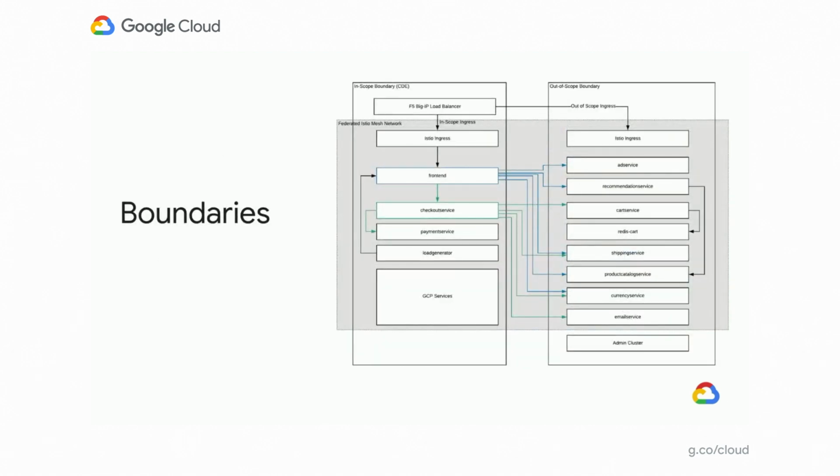The PCI DSS audit burden is minimized by moving the microservices from that demo application that don't touch payment card data into the out-of-scope cluster. This reference architecture details this layout. This also helps you with your own architectures and documentation.